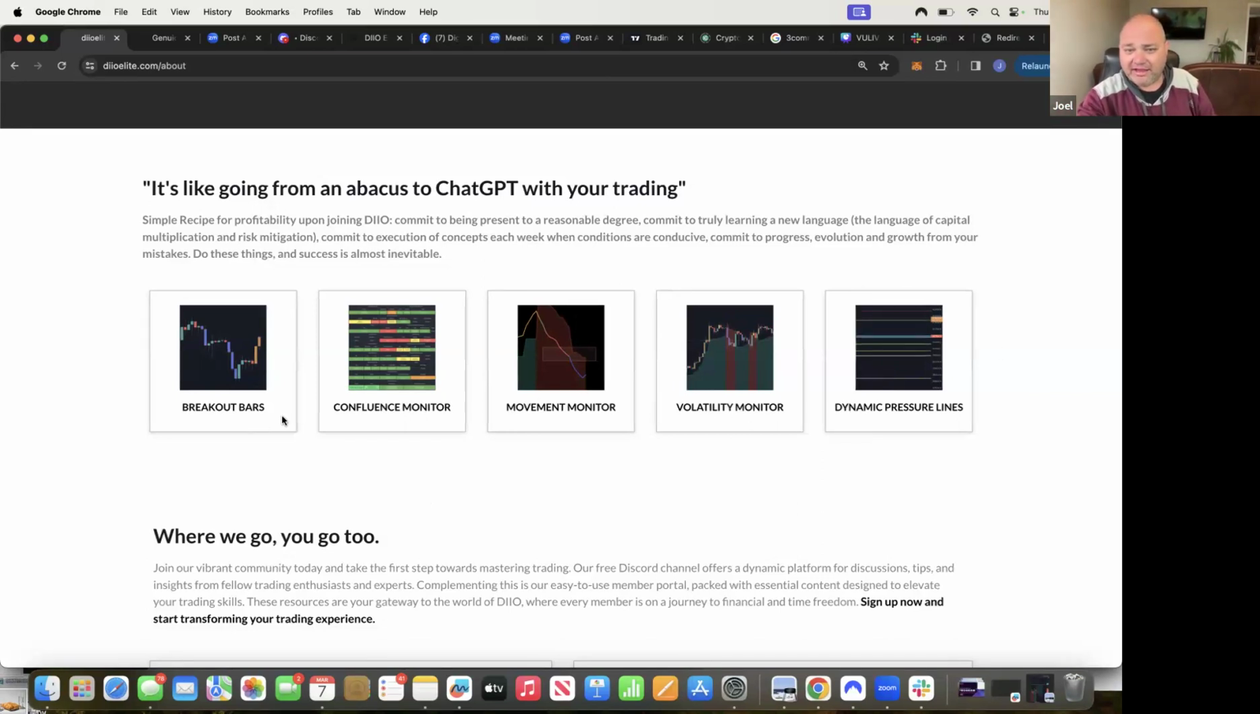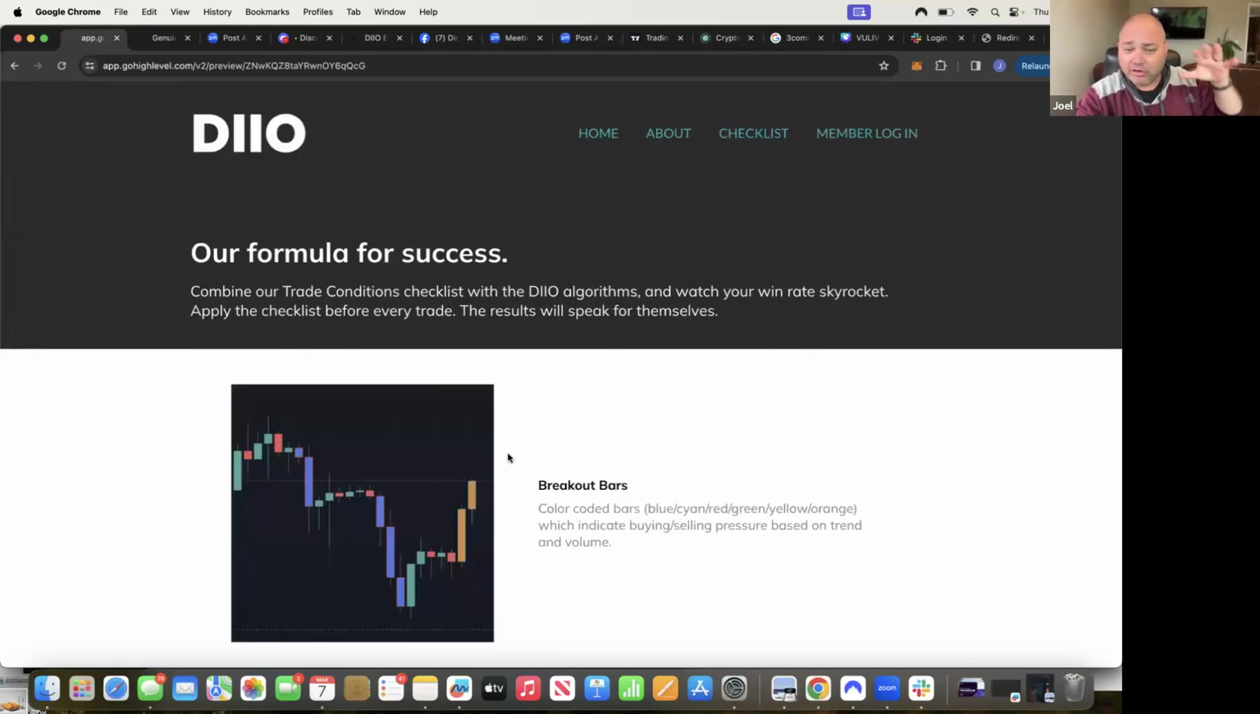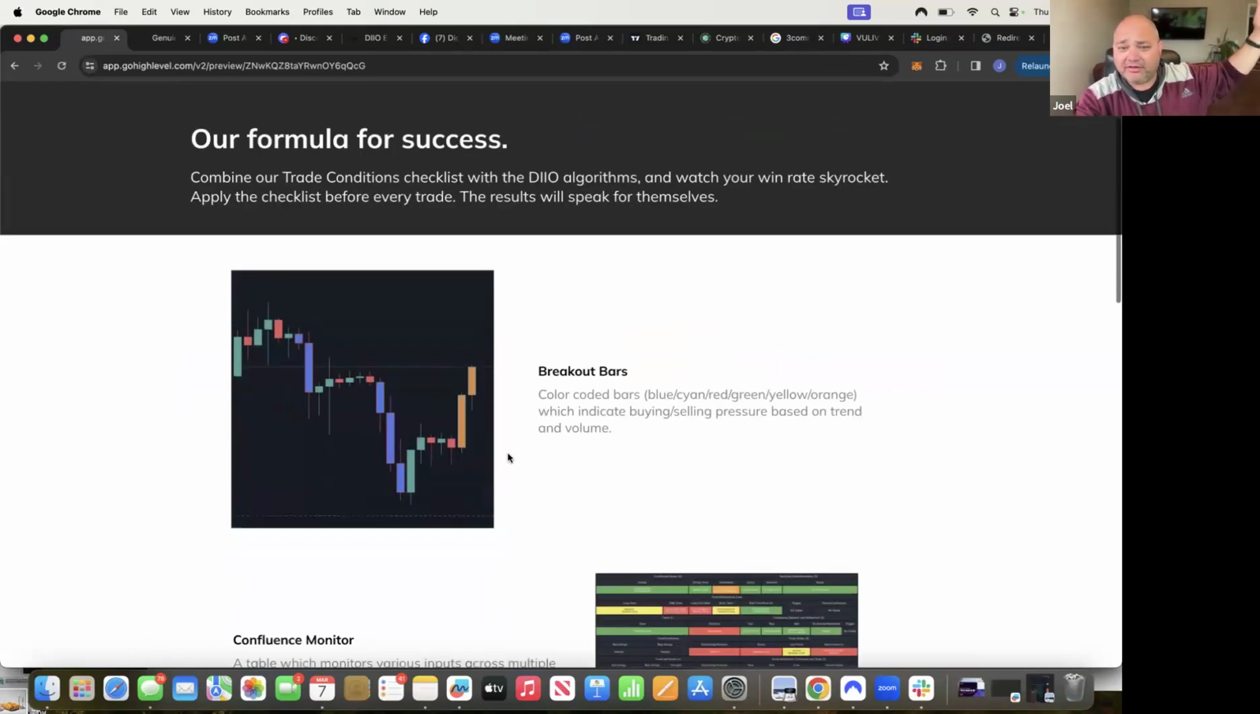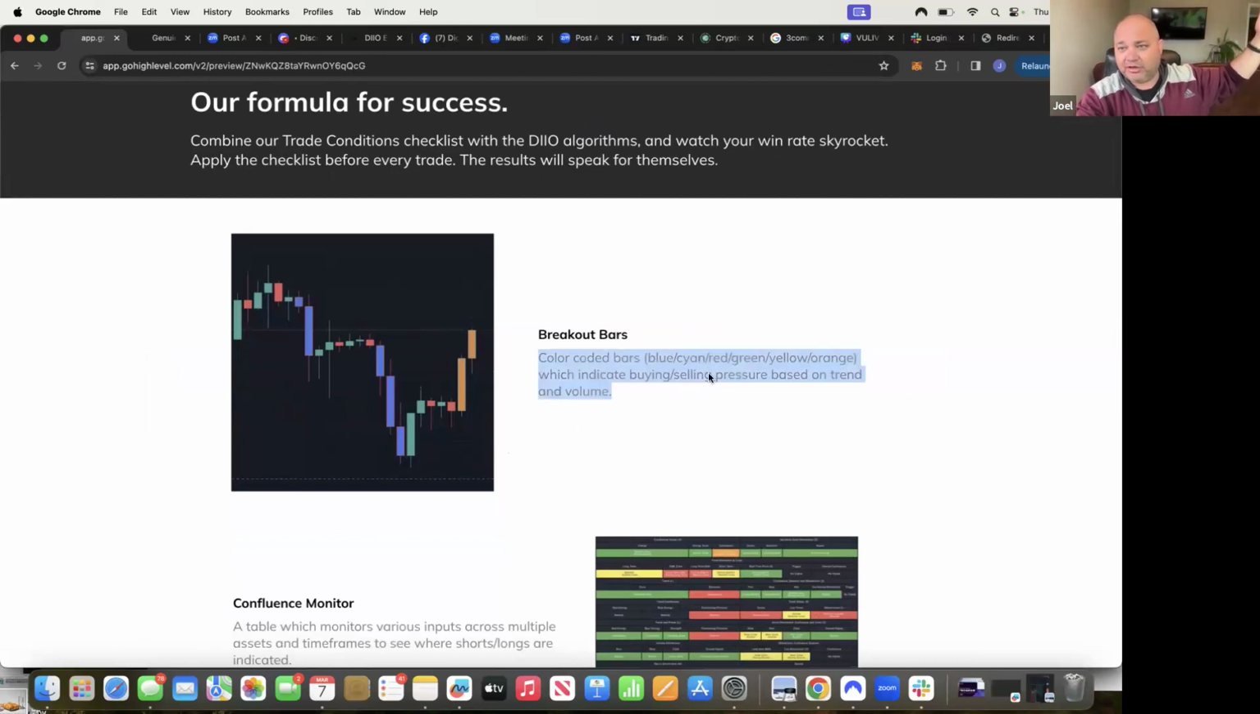If you click on any of these 5 algorithms, and there's like 6, 7, or 8, 3 of them talk to this one, which talks to this one. Someday I'll pull up the whole web of the tree and the flow chart of how all these things work. But the confluence monitor is the one that is the brain or the heart, in my opinion. You can click on any one of them. They take you to one page. What are breakout bars? Well, here's what they are. Go read them.